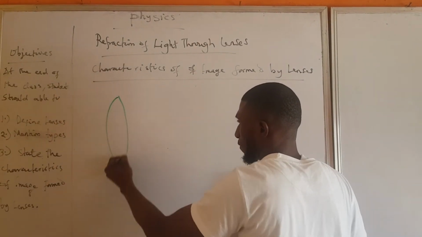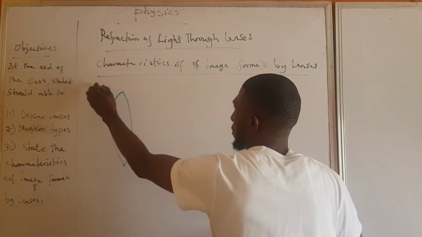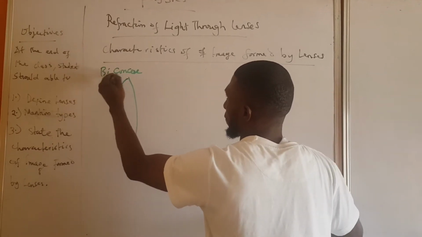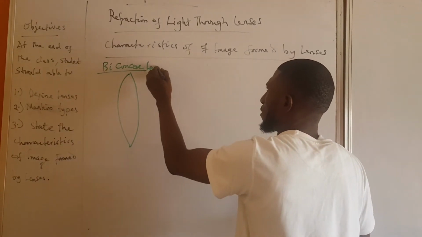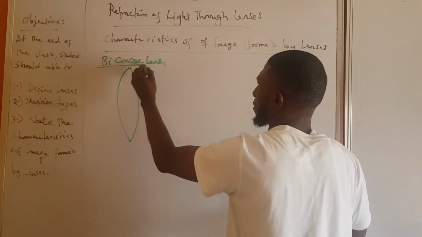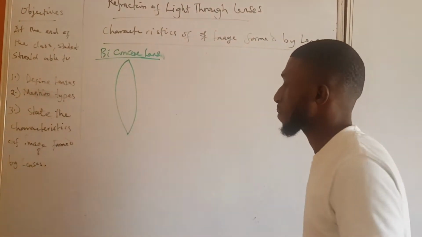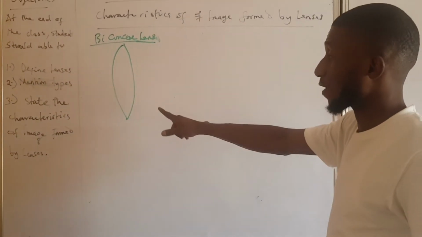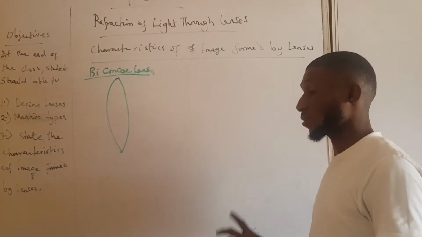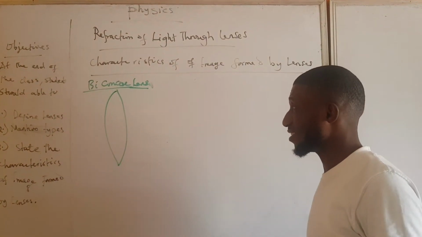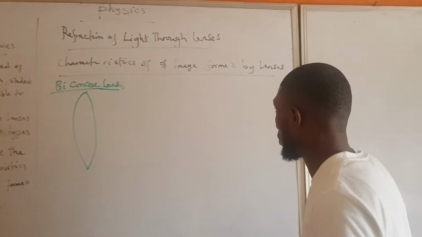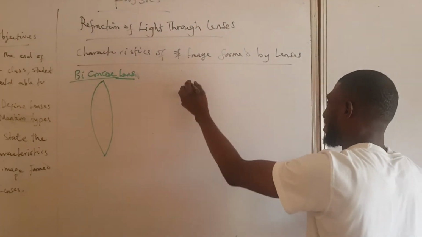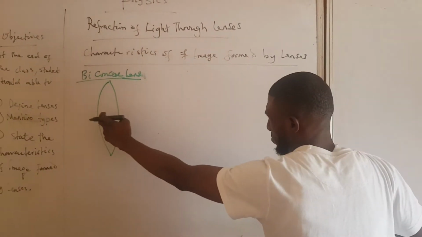This is a typical biconvex lens. Now, in this one, in order to draw the image that is going to form by refraction of light when they pass through the lens, three rays are very, very important. The first one is known as the ray that is parallel to the principal axis.